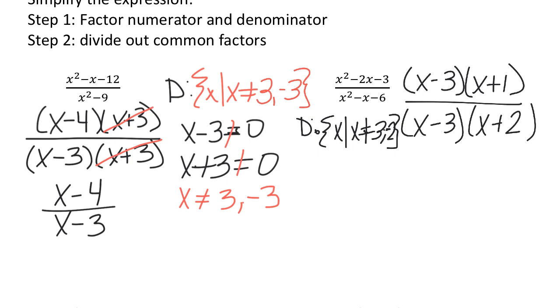Now I can divide out my common factor, which in this case, where I have an x minus 3 divided by x minus 3, equals 1. And what's left is x plus 1 over x plus 2. And that is my final answer.